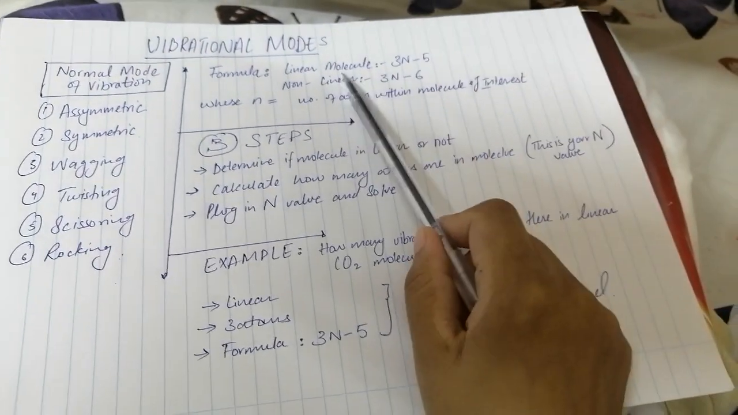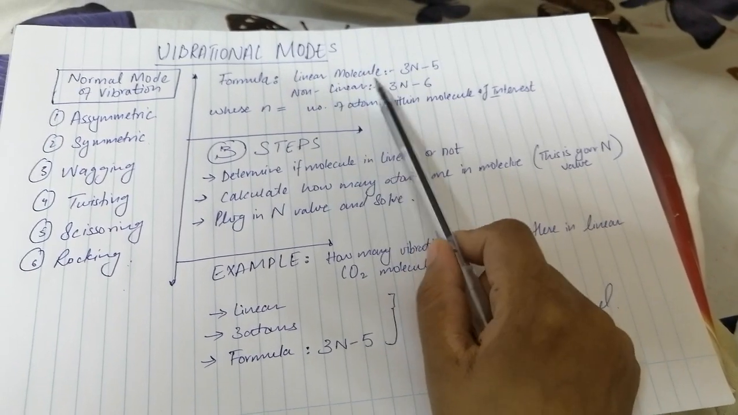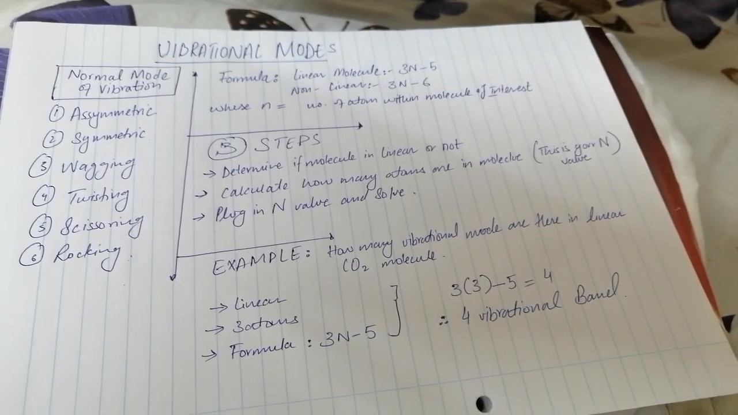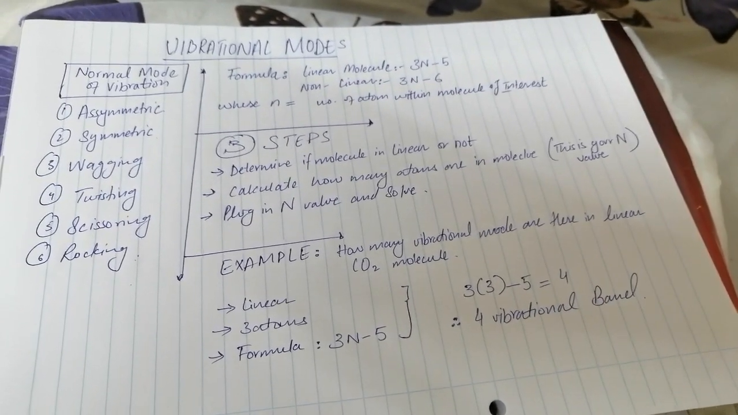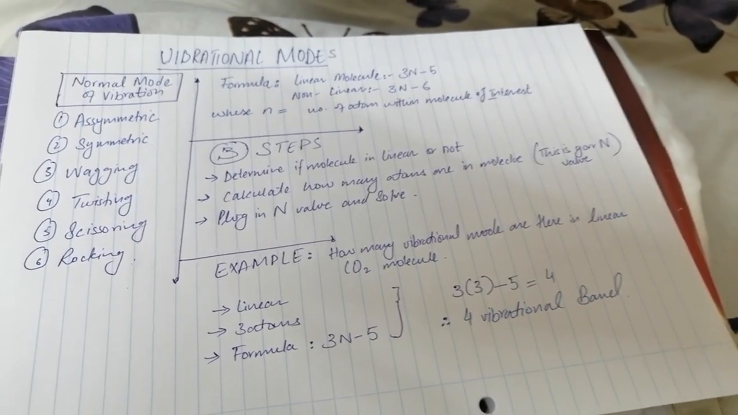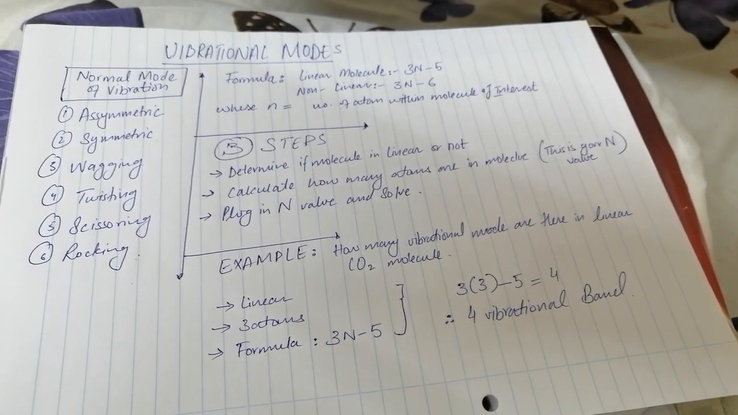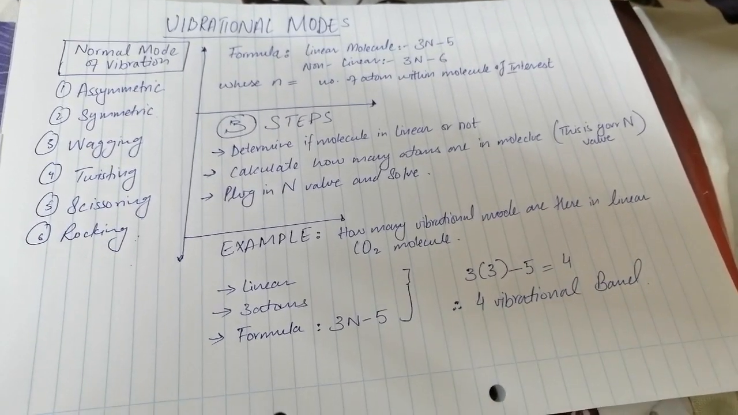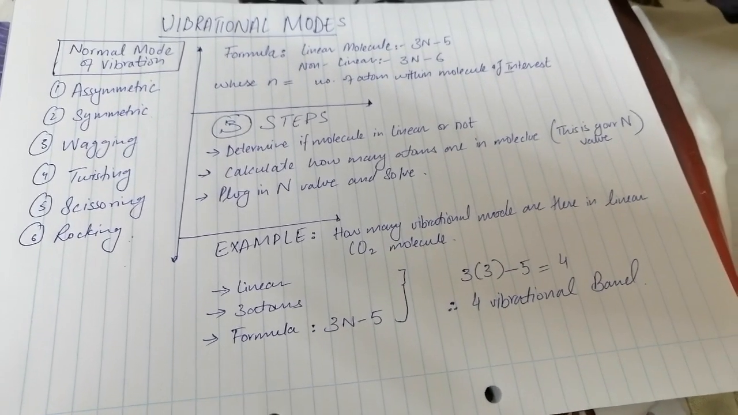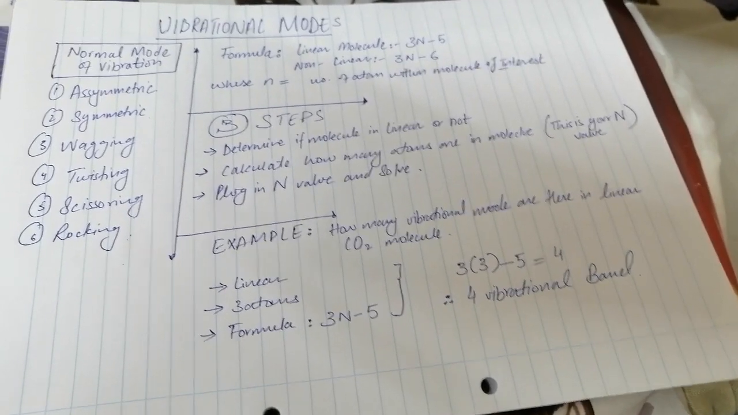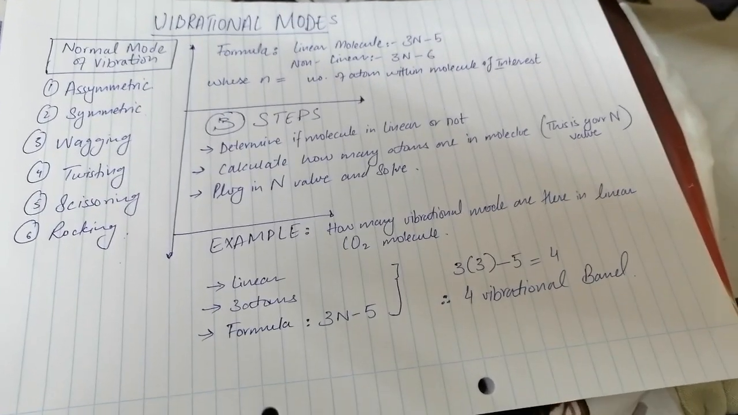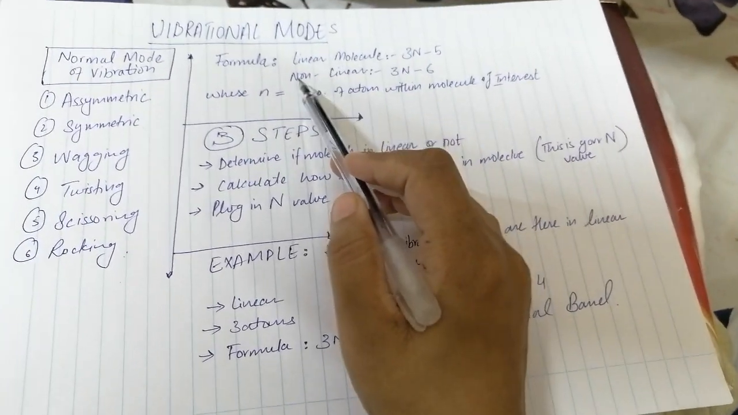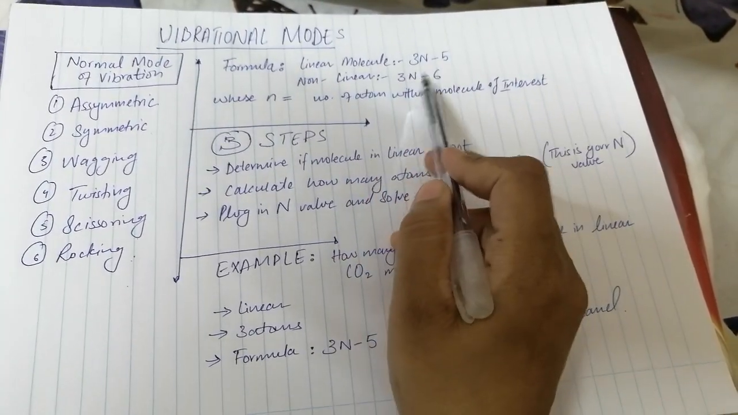Okay, now we look at linear molecules and non-linear molecules. For the non-linear molecules, all rotational motion can be described in terms of rotations around the 3 axes. So the rotational degree of freedom is 3, and the remaining 3n minus 6 degrees of freedom constitute the vibrational motion. So the formula for the non-linear is 3n minus 6.